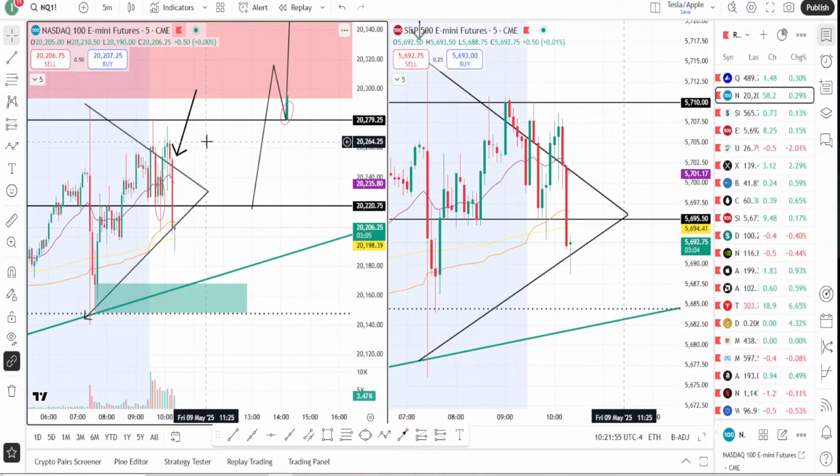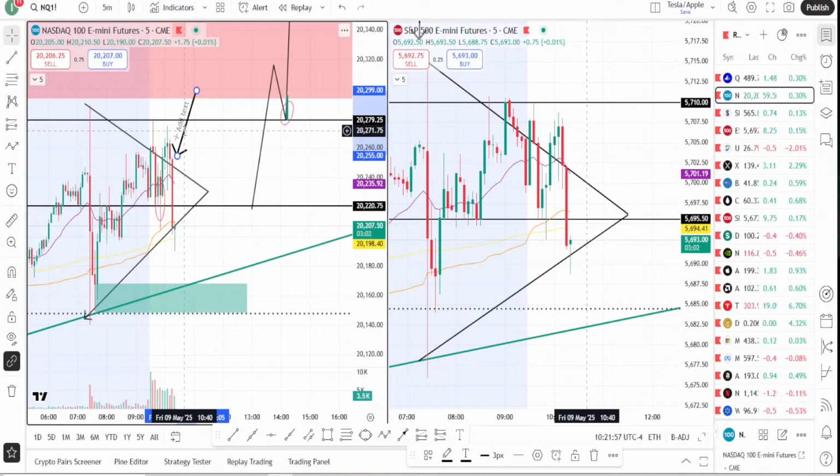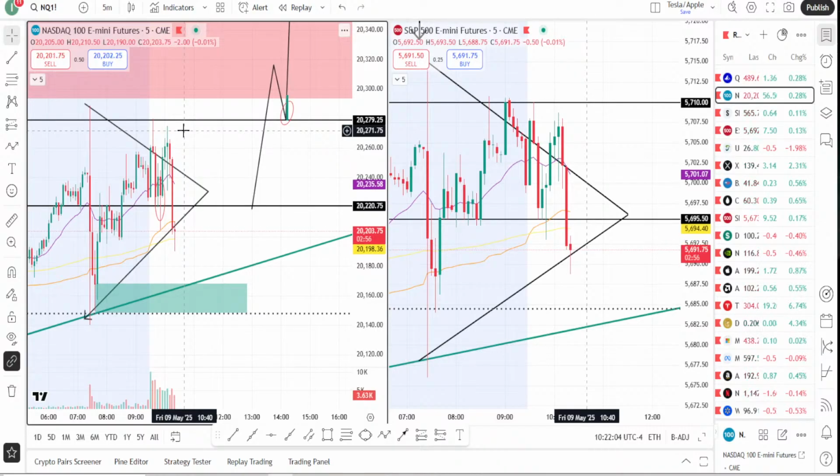Patience pays, guys. Patience pays. You want to make money? You have to be patient. If we don't get a good setup today, we'll wait till Monday.